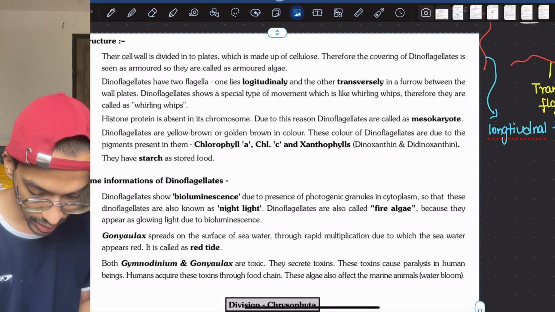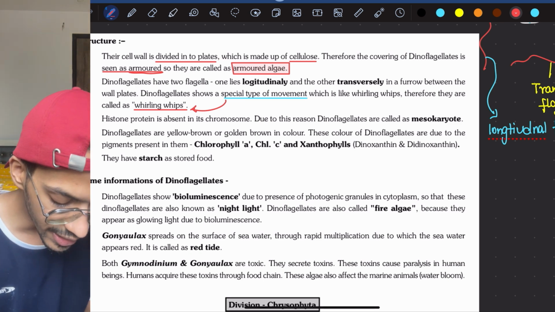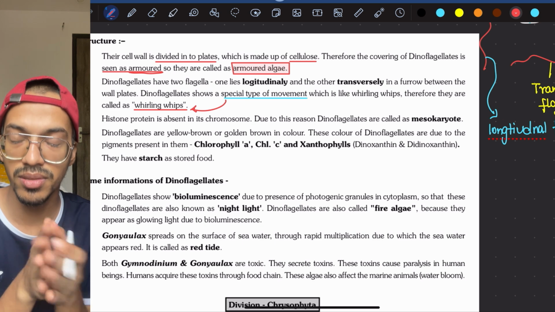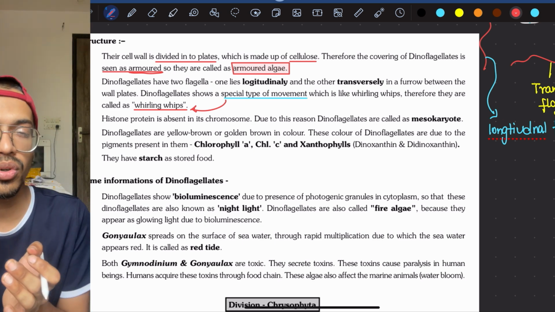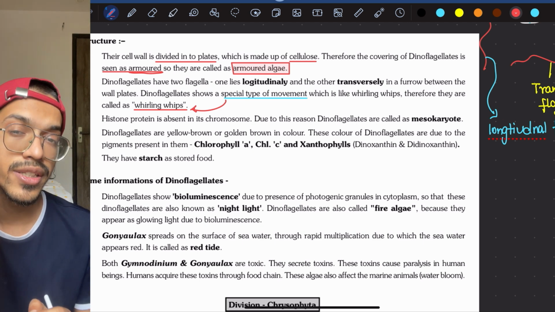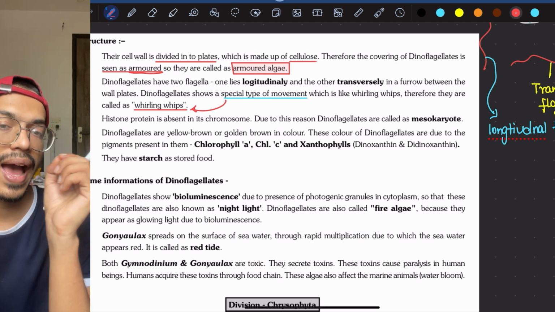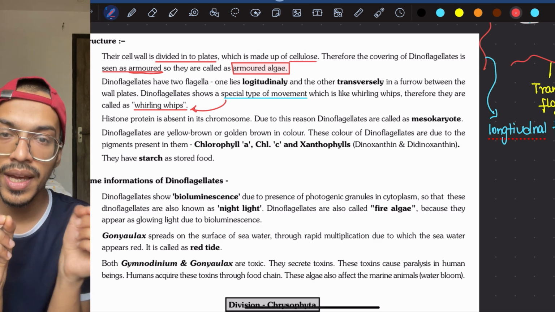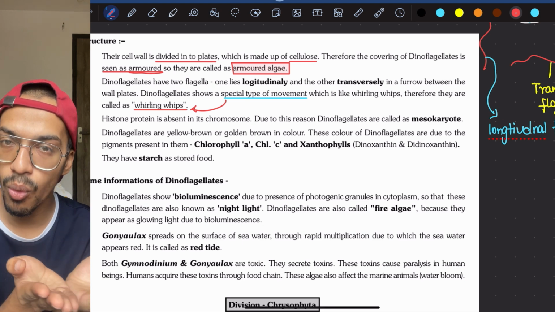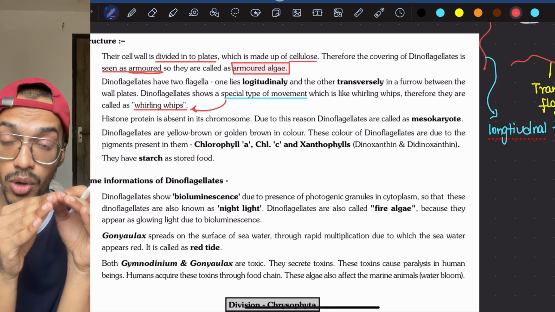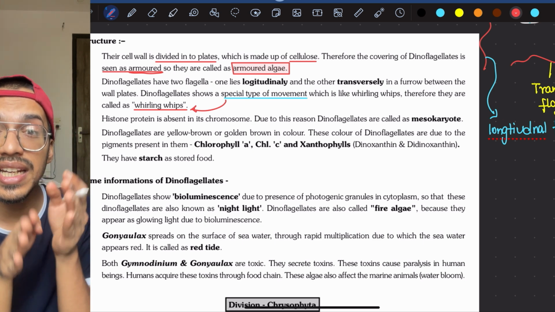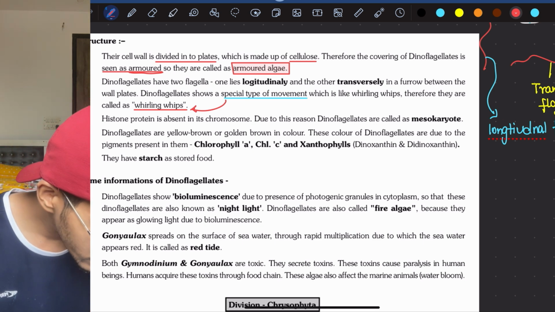Now histone protein is absent in their chromosomes, and this is the reason dinoflagellates are called mesokaryotes. Mesokaryotes are what? In between prokaryotes and eukaryotes. Now I told you that bacteria have non-histone proteins in the chromosomes, whereas eukaryotes have histone proteins. Here the histone proteins are not present, but it has the features of, sorry, not a proper nuclear membrane and all those things. That's why we are putting it into eukaryotes, but it is in between of them. Okay, so they are called mesokaryotes.